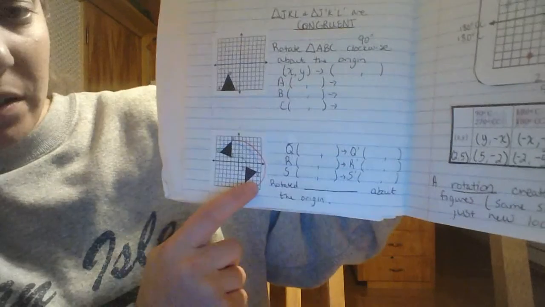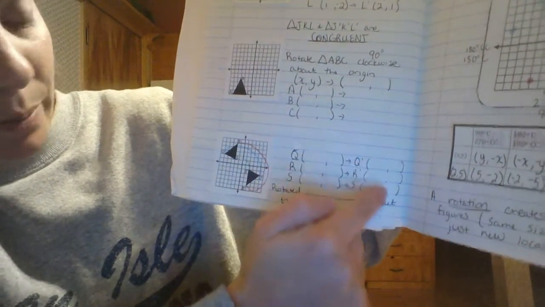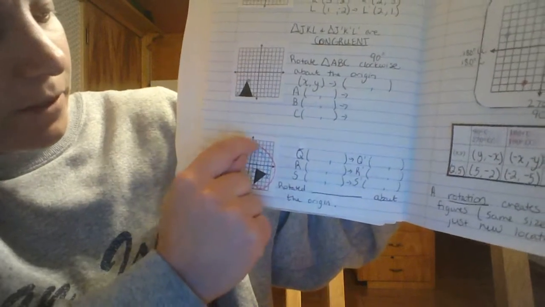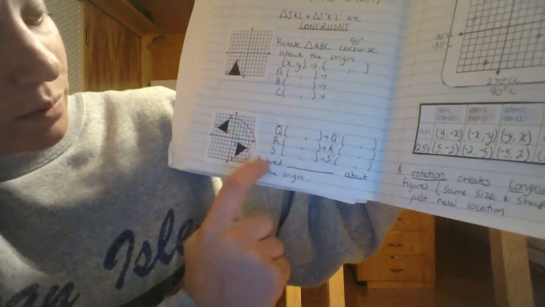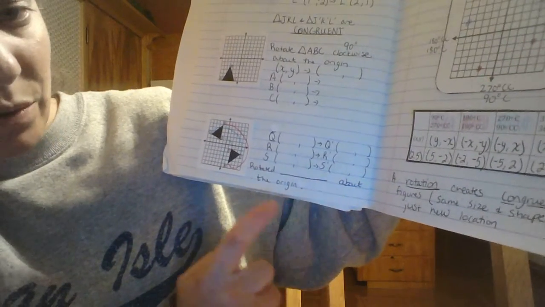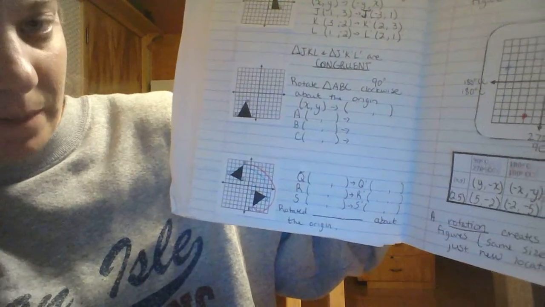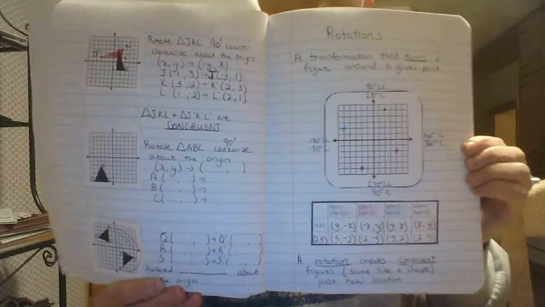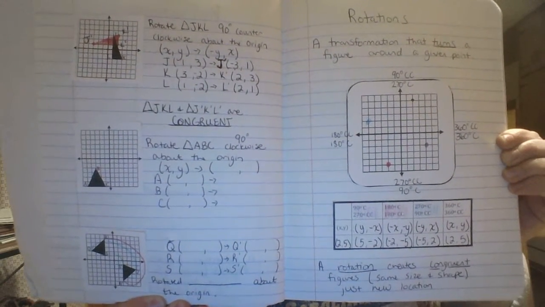Okay, then this one. Write down the points for QRS. Write down the points for Q prime, R prime, S prime. Look at these little arrows here and see if you can fill in the blank. It was rotated blank about the origin. See if you can get that figured out. All right, here's what the rotations pages should look like. You can go ahead and pause the video now.